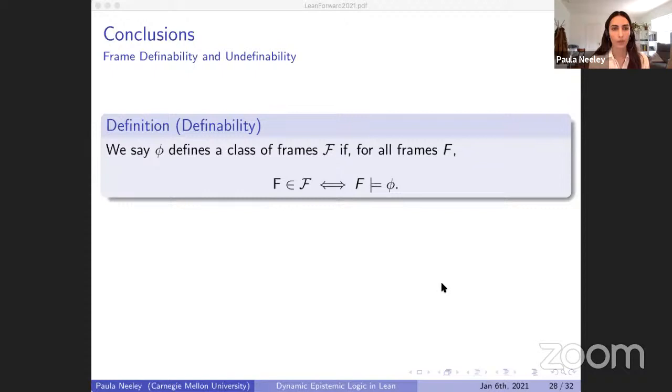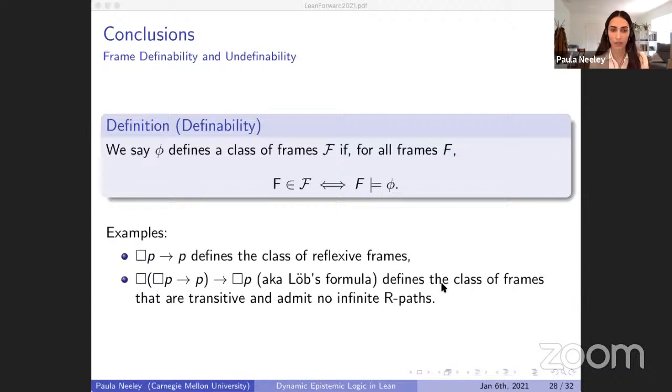So in modal logic, we often think of classes of frames and their associated accessibility relations as capturing properties of directed graphs. So one question that's of interest to modal logicians concerns the connection between an accessibility relation and the truth of specific formulas in frames admitting that relation. So we could say that phi defines a class of frames if for all frames f, f is in that class if and only if f models phi. So examples of this are box P implies P defines a class of reflexive frames. And I'm using the box here instead of K because these results are more general. Or we have that Löb's formula defines the class of frames that are transitive and admit no infinite R paths. So these are just examples, but you can actually prove some pretty neat results with this.